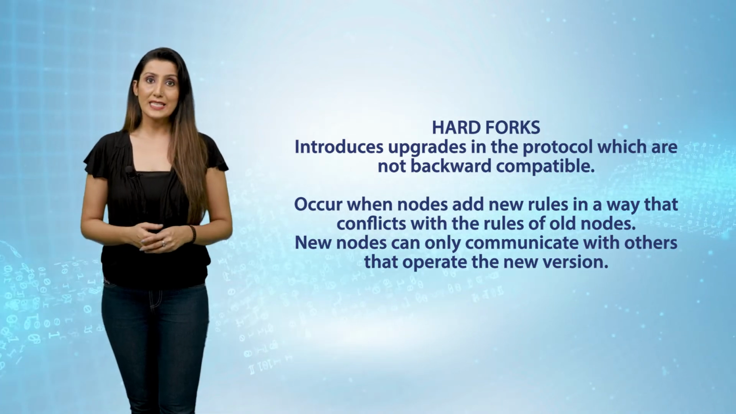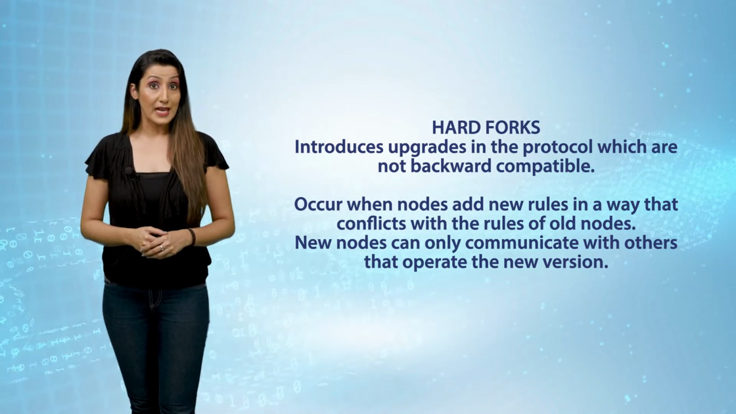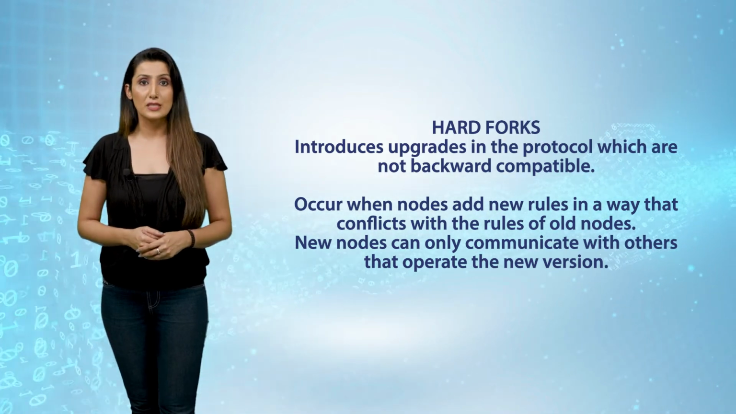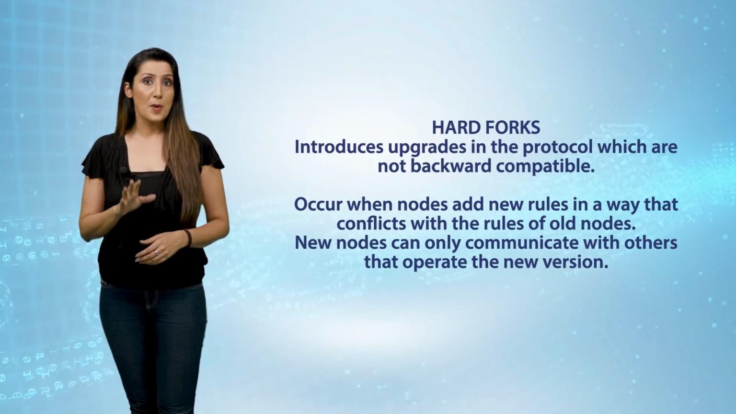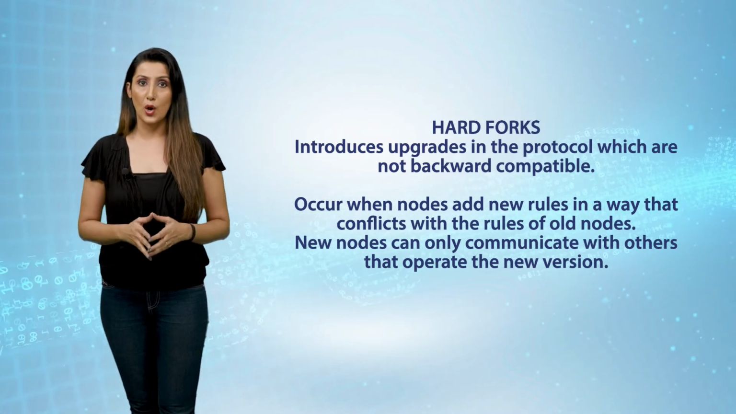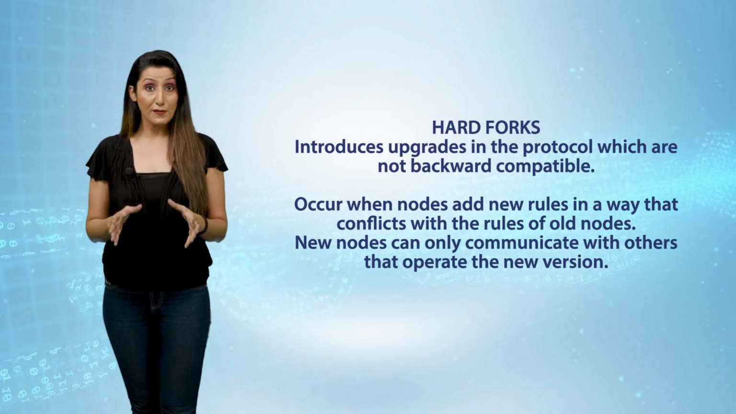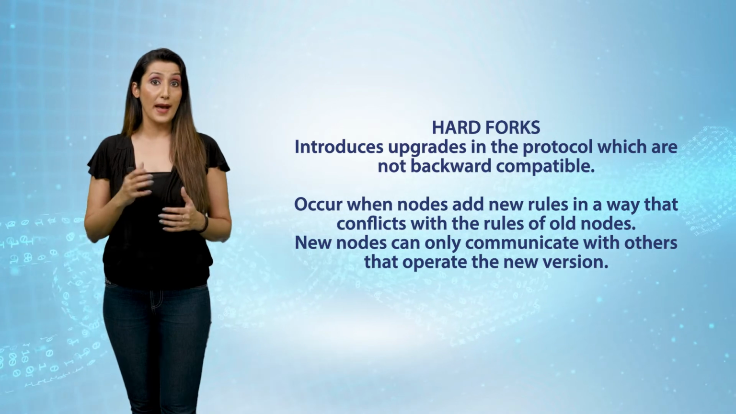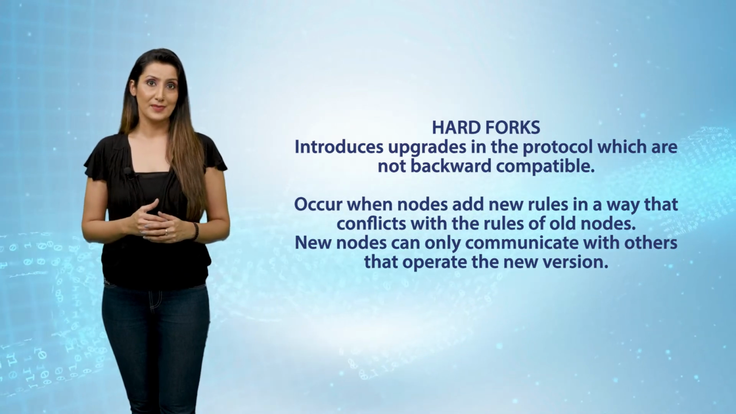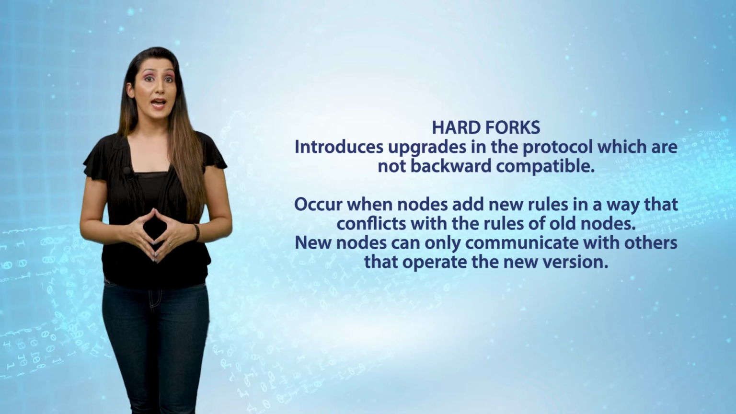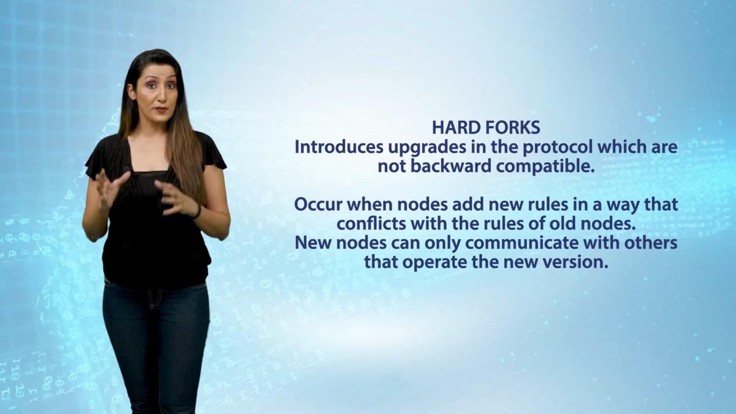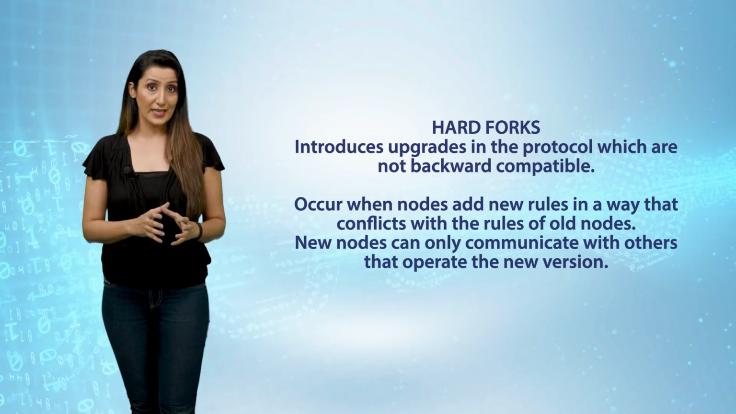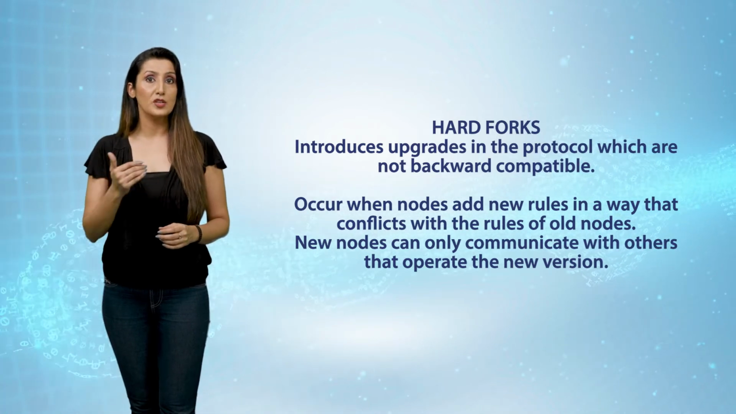However, if the entire network accepts the rule upgrade, then the blockchain continues as the upgraded version and the previous version just ceases to be put to use and stops adding blocks in the old chain. Hard forks intend to introduce upgrades in the protocol which are not backward compatible. Typically, these occur when nodes add new rules in a way that conflicts with the rules of old nodes. New nodes can only communicate with others that operate the new version.